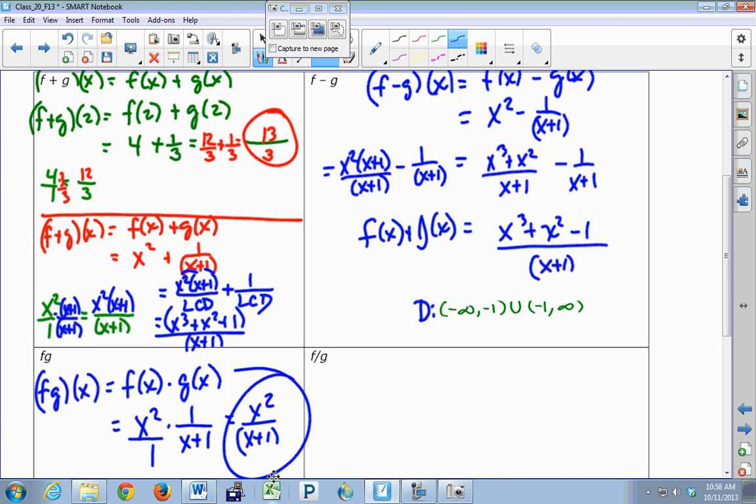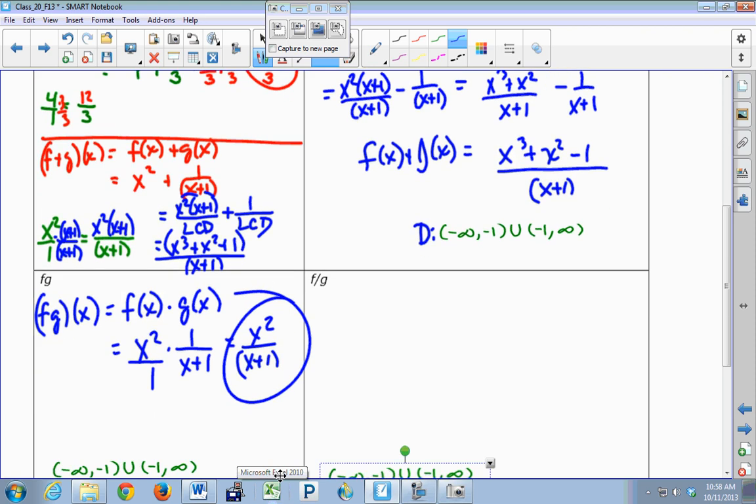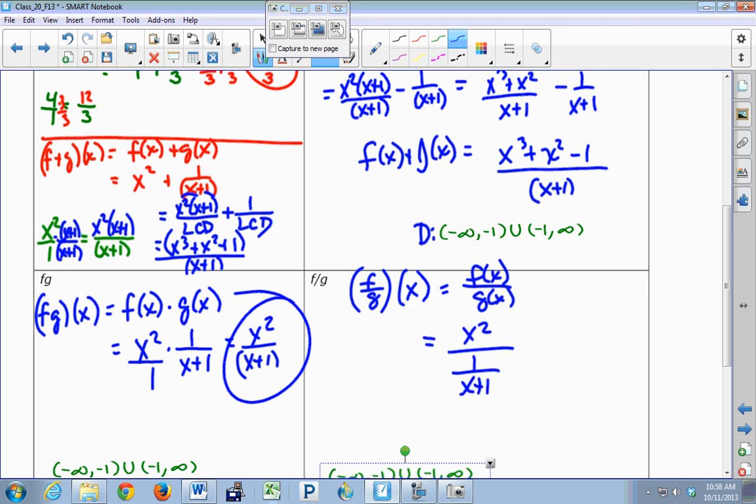Any other questions before we go on to division? Anything else? Okay, how about division? Let's take a look at division. Okay, so we have f of x divided by g of x. And what was f of x again? X squared. And g of x is 1 over x plus 1.